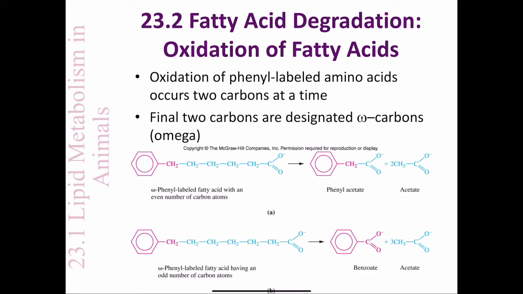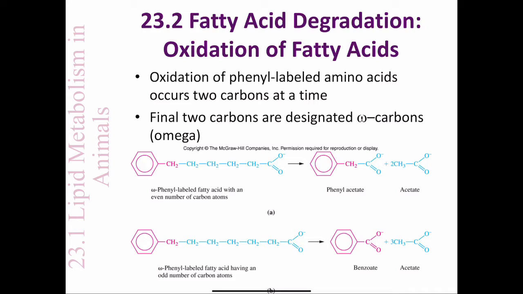Early in the 20th century, a very clever experiment was done to determine how fatty acids are degraded. Recall from earlier that radioactive elements can be incorporated into biological molecules and followed through the body. A German biochemist, Franz Knoop, devised a similar kind of labeling experiment long before radioactive tracers were available. Knoop fed dogs fatty acids in which the usual terminal methyl group had a phenyl group attached to it.